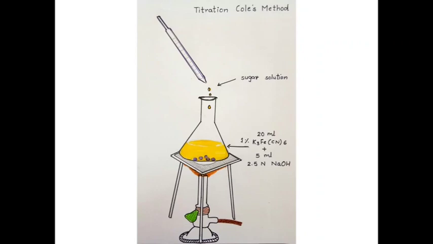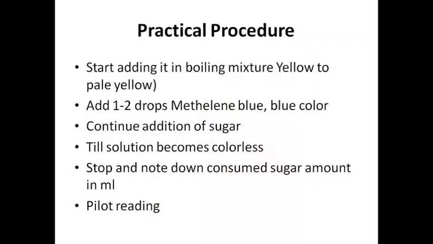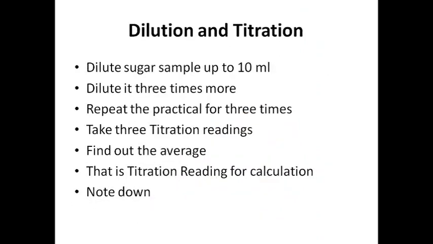Three different pilot readings are taken and the average is found out, and it is noted down as capital P in milliliters. Then after that, dilution is to be made. Dilute the sugar sample by taking a sample amount equal to the pilot reading and make the final volume to 10 ml by adding distilled water.